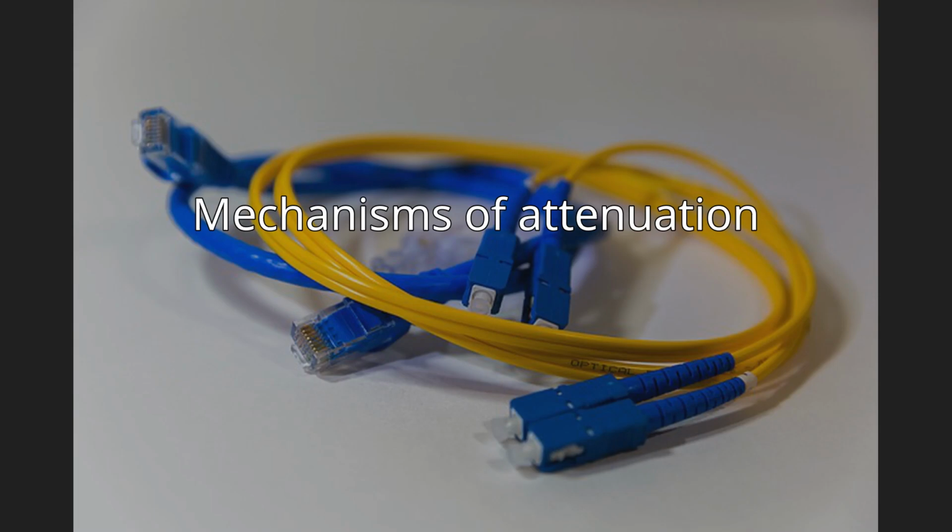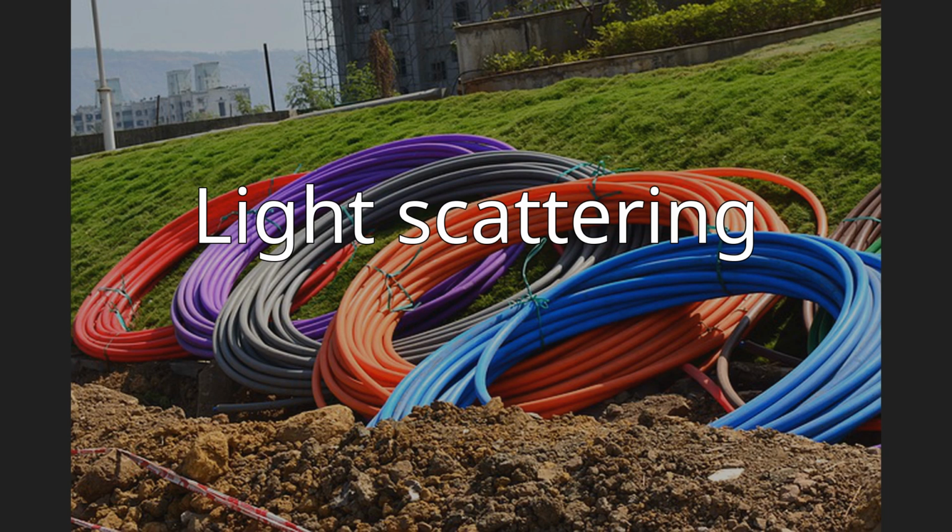Mechanisms of attenuation. Light scattering. The propagation of light through the core of an optical fiber is based on total internal reflection of the light wave. Rough and irregular surfaces, even at the molecular level, can cause light rays to be reflected in random directions. This is called diffuse reflection or scattering, and it is typically characterized by a wide variety of reflection angles. Light scattering depends on the wavelength of the light being scattered.